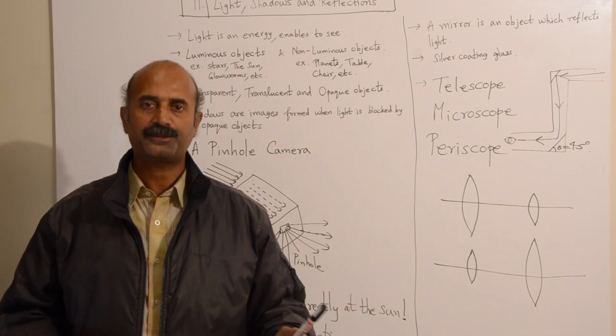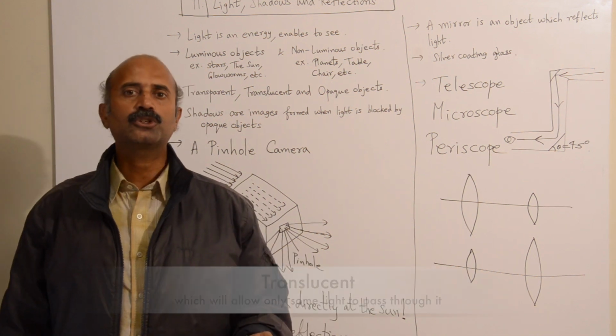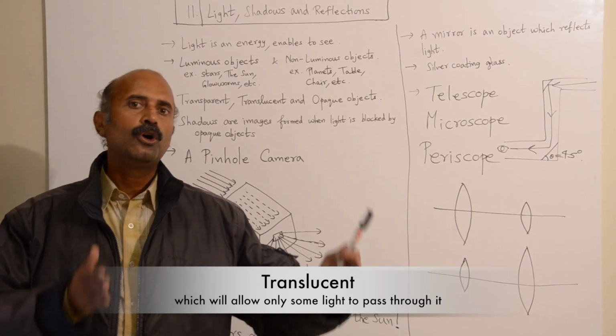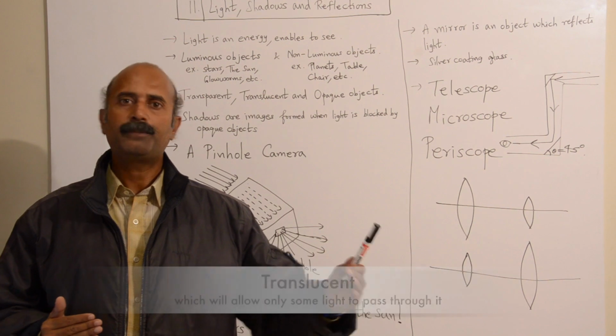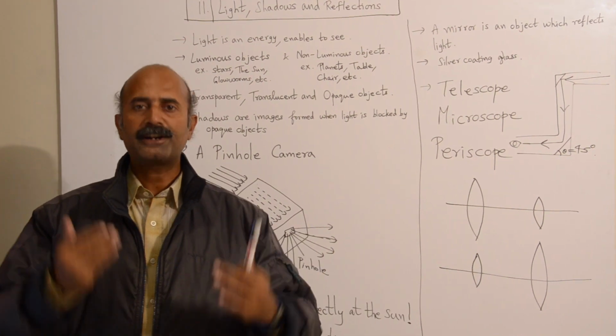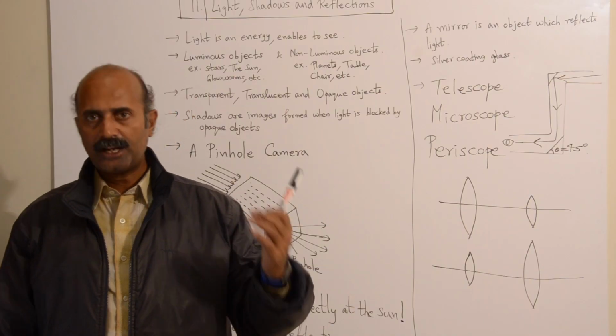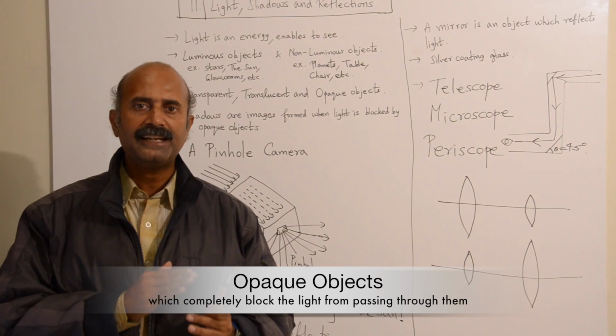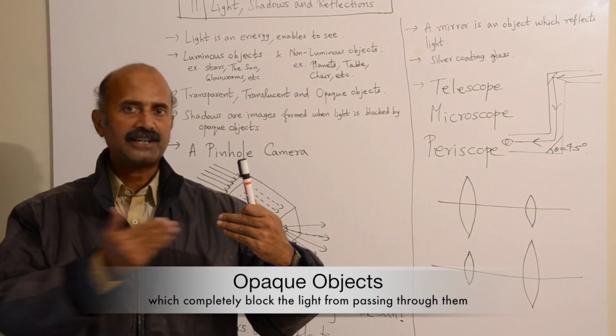It's completely transparent. What do you mean by translucent? Translucent objects are those objects which will allow only some light to pass through, partial light, not fully, like maybe a butter paper or an oily paper or a colored paper. So that's a translucent object. And what do you mean by opaque object? Opaque objects are those objects which completely block the light from passing through them.